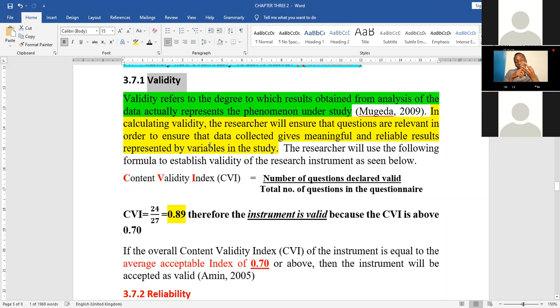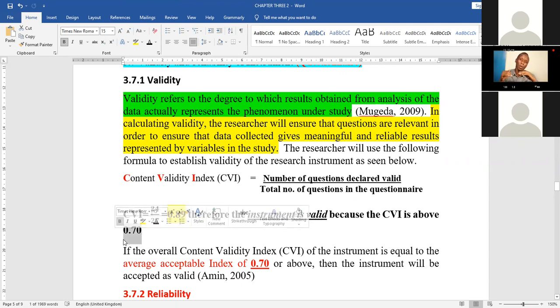So count the 3 questions and then deduct them from the total number of questions in the whole questionnaire. How many questions does the whole questionnaire have? It has 27. It can have 20, 30, or 40 questions, depending. But here we're just using an example of a questionnaire that has 27 questions. So 27 minus 3 gives 24. That's why we get 24 and divide it by 27. The answer we get, we have to compare with 0.70.